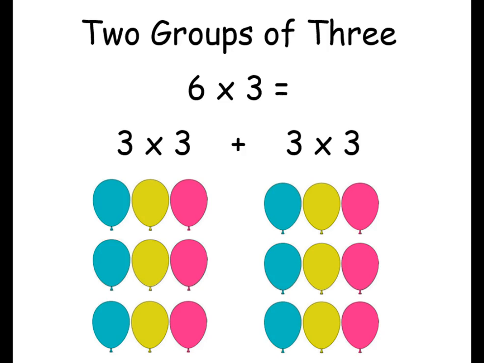Another strategy is to think of two groups of 3. For example, if I wanted to take 6 times 3, I could first take 3 times 3, which would be 9, plus another group of 3 times 3, or another 9, to get a total of 18. So I would take two groups of 3 times the number. That would give me the same thing as 6 times the number.